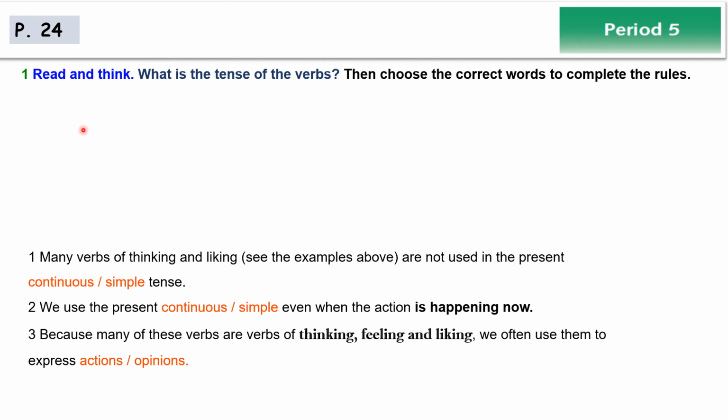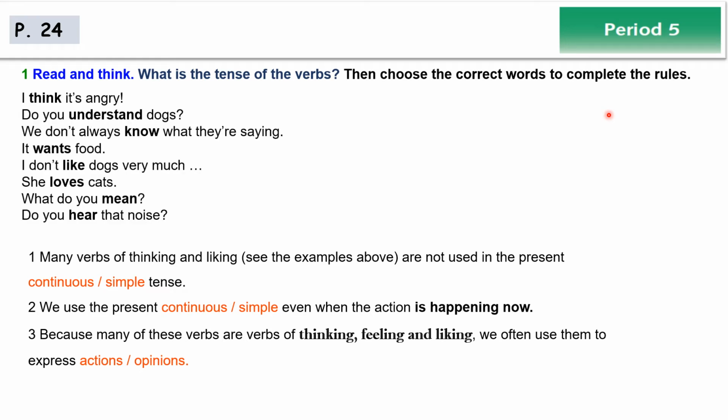Exercise 1, page 24. Read and think. What is the tense of these verbs? You are going to read some sentences, then identify the tense of these verbs, then choose the correct words to complete the rules. Are you ready? Okay, let's read them one by one.